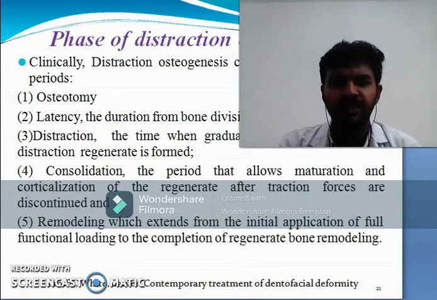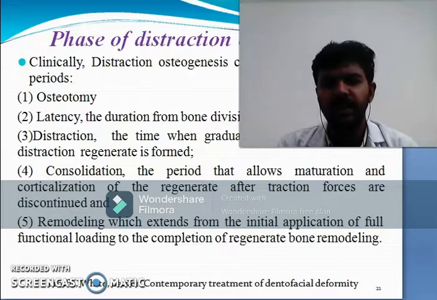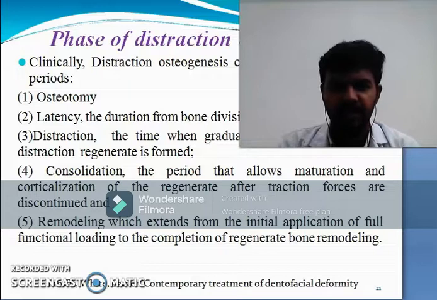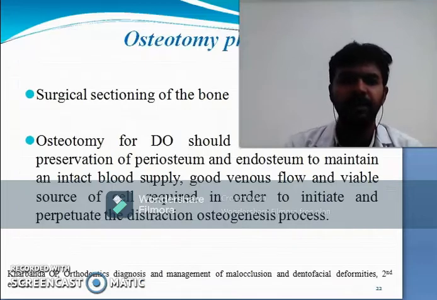The phases of distraction osteogenesis. Clinical distraction osteogenesis consists of 5 sequential periods: osteotomy, latency, the duration from the bone division to the onset of traction; distraction, the time when the gradual traction is applied and the distraction regenerate is formed; consolidation, the period that allows the maturation and corticalization of the regenerate after the traction forces are discontinued; and remodeling, which extends from the initial application of full functional loading to the completion of regenerate bone remodeling.